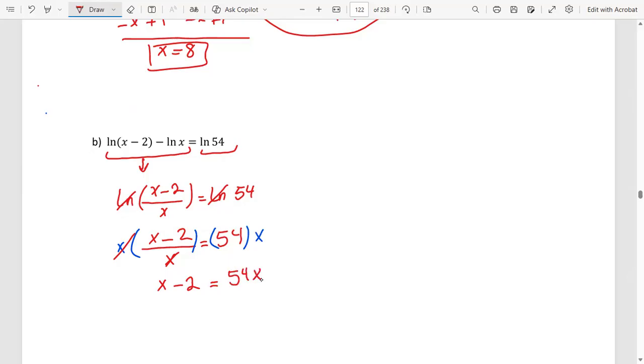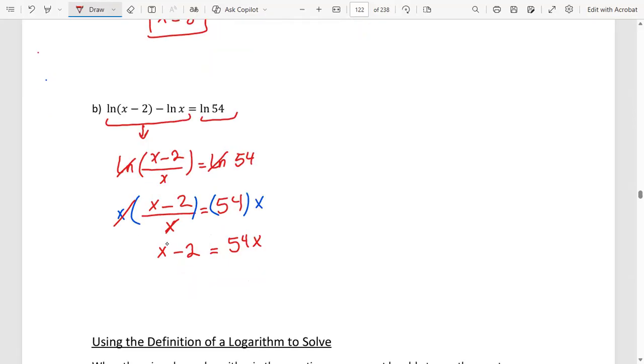Now I just have a linear equation and I only need to move x to one side, numbers to the other side. This time I want to move x to the right side. So we get negative 2 equal to 53x, and then x must be equal to negative 2 over 53.